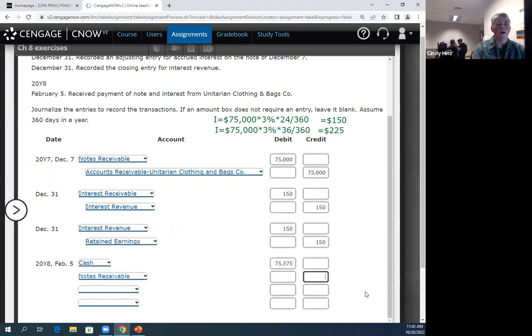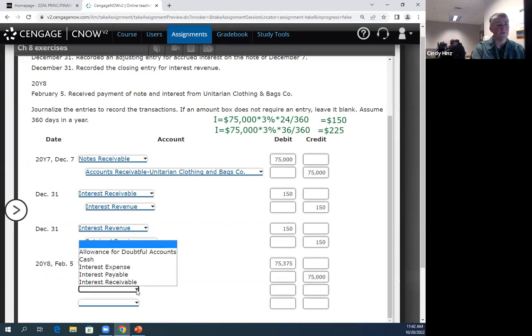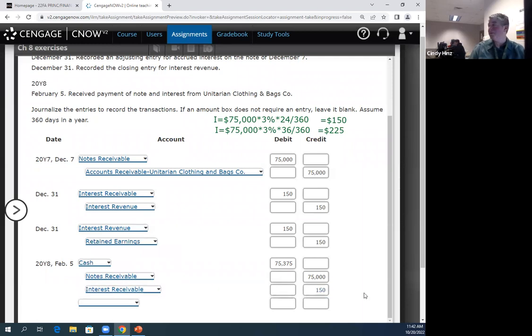They no longer owe us the $75,000, so we need to get that note receivable off our books. Remember, on December 31st, we reported this interest receivable, but now they've paid that, so we want to get that off our books. It's no longer an asset for us. They paid us.